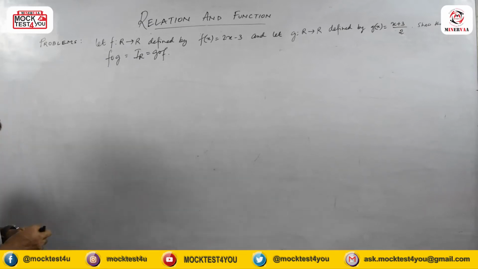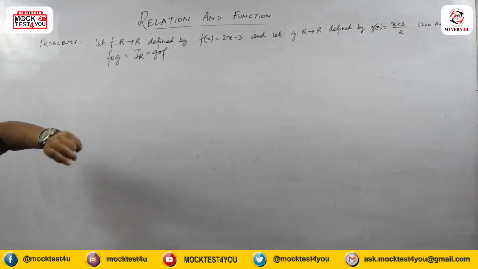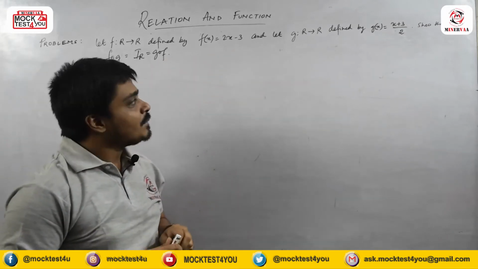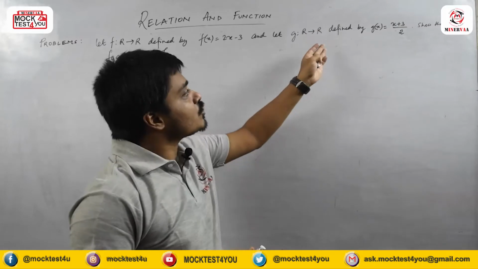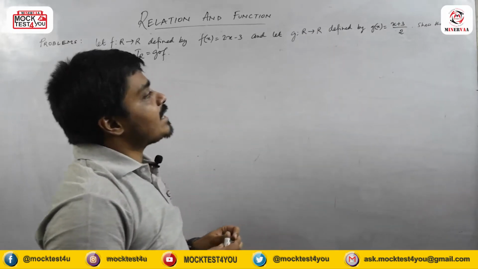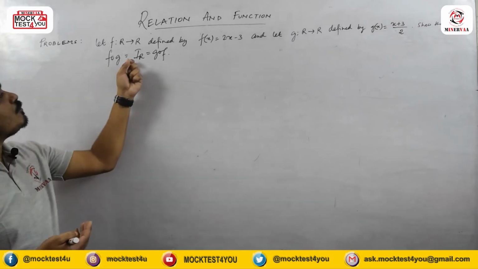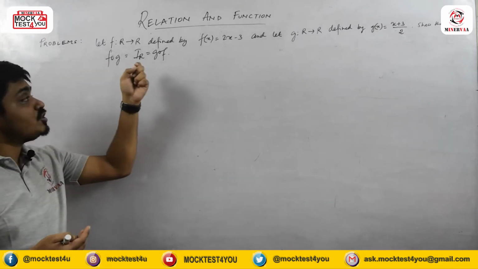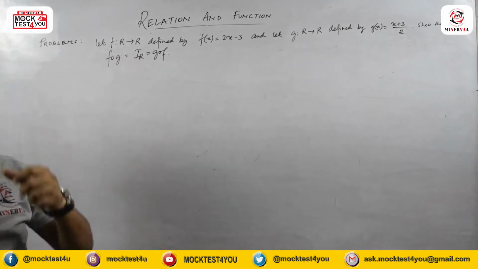So what we have in here is, the function is given by: let f be a function from R to R defined by f(x) = 2x minus 3, and let g be another function from R to R, so a real function, defined by g(x) = (x plus 3) by 2. So we have to show that f of g, that is composition of g and f, is equal to IR, is equal to composition of f and g.